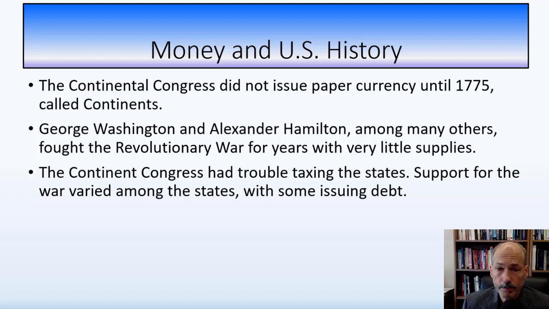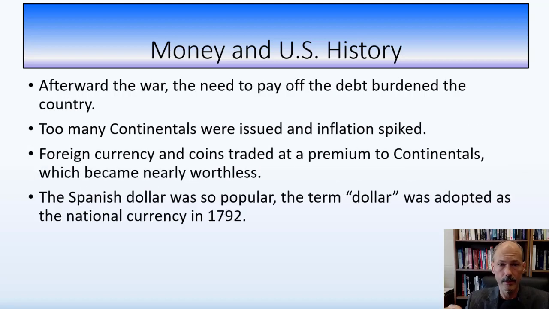Now, why did the government issue all these Continentals, this currency? Well, they had trouble taxing the states. Support for the war varied among the states, and some states issued debt. After the war, the need to pay off the debt burdened the country. Too many Continentals were issued, inflation spiked, as I said. Foreign currency and coins traded at a premium to Continentals, which became nearly worthless.